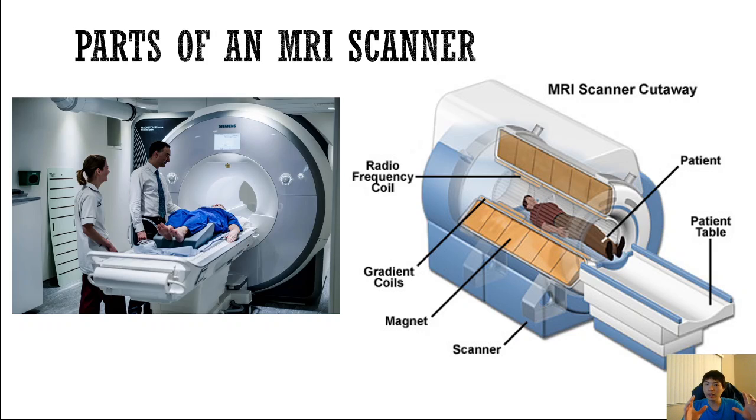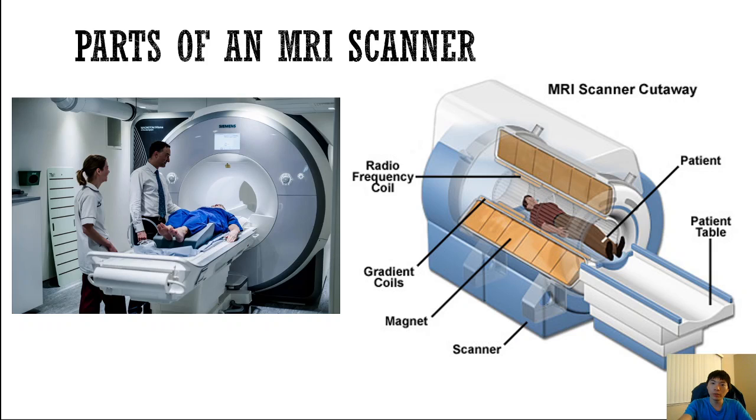And so in that case, we get a little bit of spatial information, because the left side of the object will emit signals that are experiencing a slightly lower magnetic field versus the right side of the object, which is experiencing a slightly higher magnetic field. This allows us to encode spatial information in our signal, and then we can use computer algorithms to generate images. So how do we acquire the signal? Well, we acquire signal using a radio frequency coil.